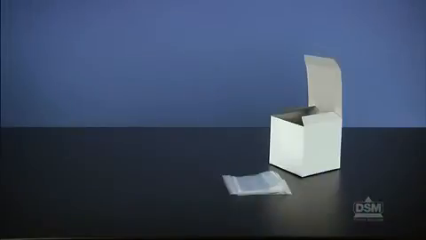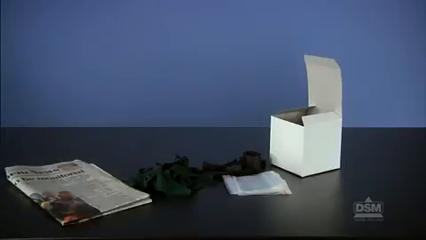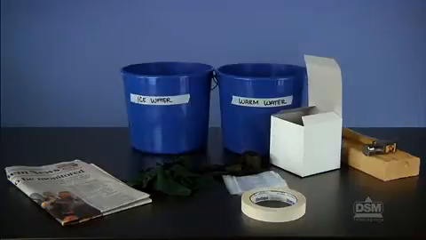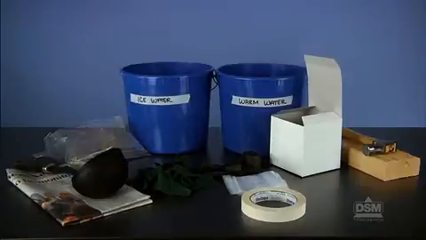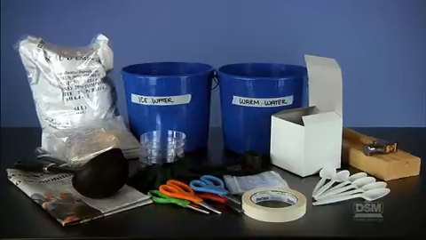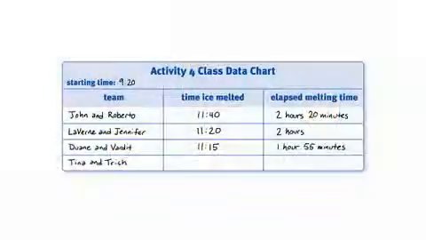Set up a distribution station with the plastic bags, cardboard boxes, fabric scraps, foam packing material, newspaper, masking tape, a hammer, pails of ice water and hot water, ladles, sand, soil, scissors, petri dishes, spoons, and tumblers. Make sure to keep paper towels on hand to clean up spills. Finally, draw a class data chart next to the one left on the board from Activity 4 and label it Activity 5 Class Data Chart Session 1.